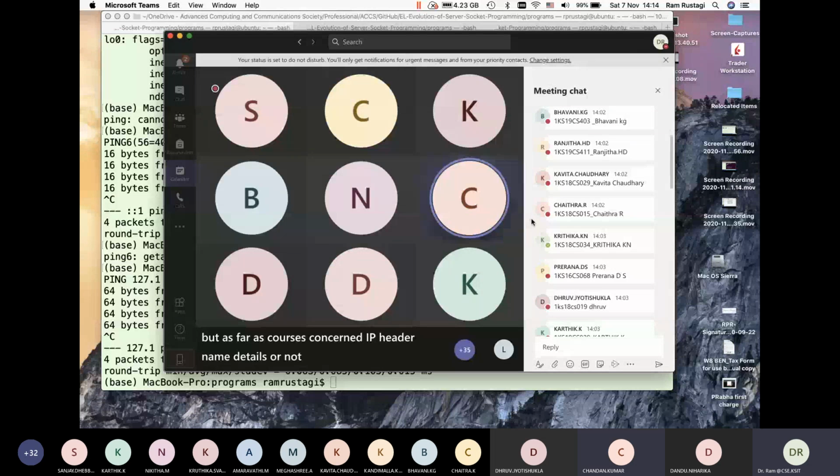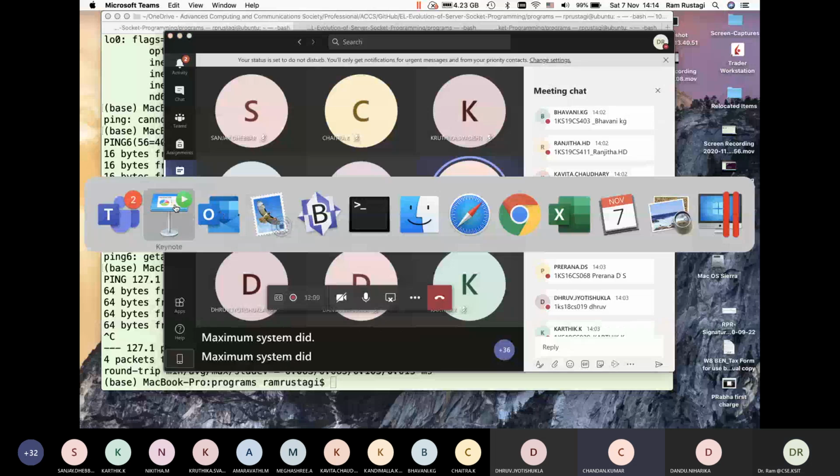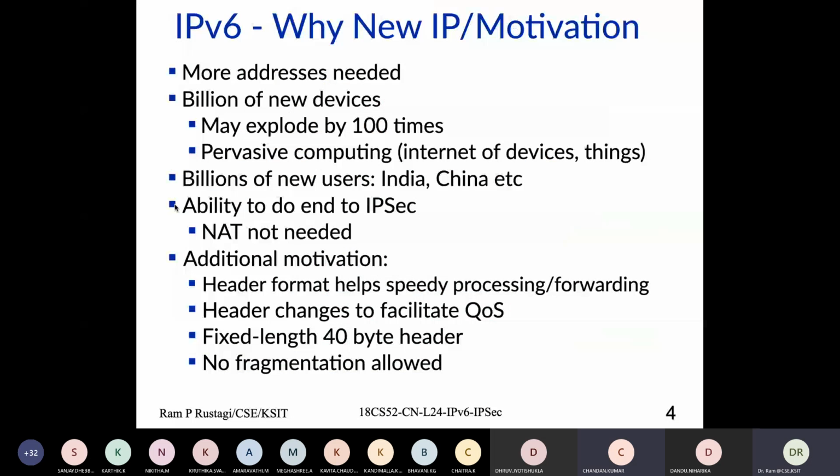Maximum 16 bit. How much? No. Minimum is 20 bytes of header and maximum is 60 bytes of header. With options, it could be anything from 20 to 60 bytes. And because the header is variable size, processing always takes more time. If you have a fixed header size, processing becomes efficient.